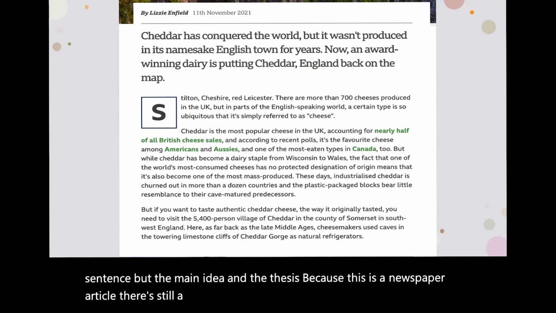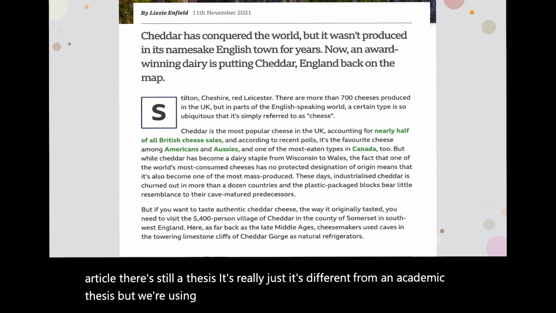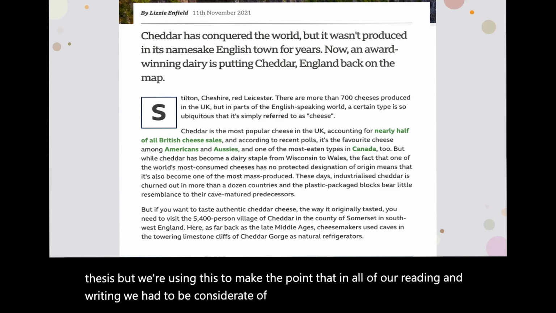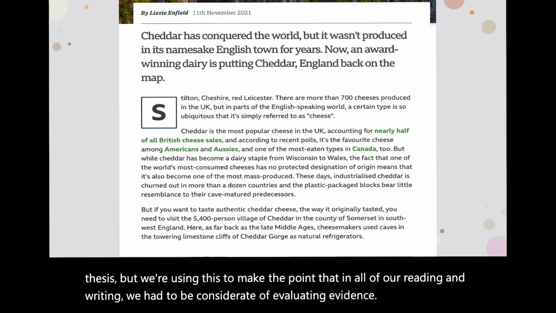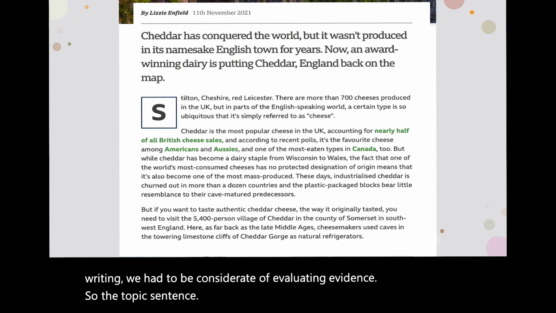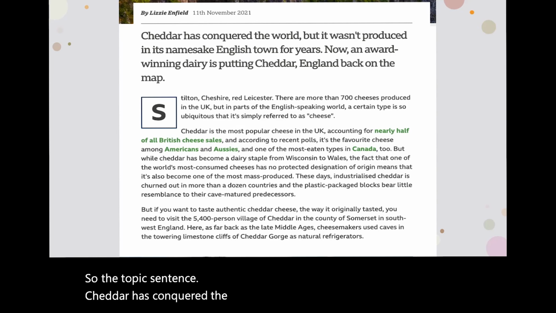It's really just different from an academic thesis, but we're using this to make the point that in all of our reading and writing, we have to be considerate of evaluating evidence. So the topic sentence: Cheddar has conquered the world, but it wasn't produced in its namesake English town for years.